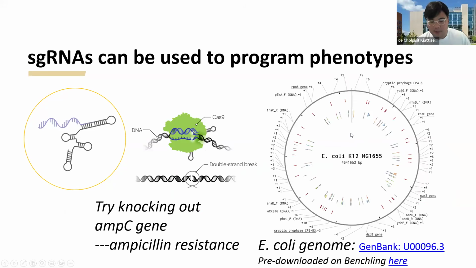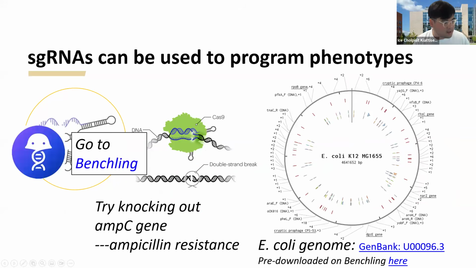But what if we were to do a real experiment? You don't really want to work with the fluorescent protein anymore. You want to get rid of maybe the ampC gene, or say an ampicillin resistance gene in the bacterial genome in E. coli, for example. Can you do that with CRISPR? The answer is yes. So let's go to Benchling real quick and see if we can do it with the simple design we have.